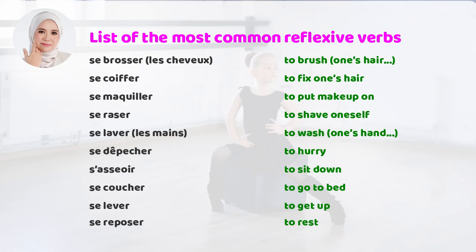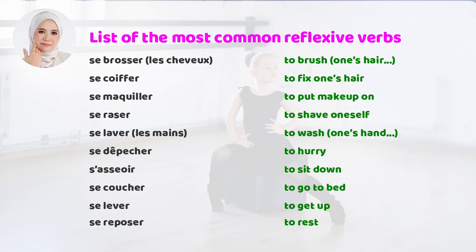In this part, we have a list of both reflexive verbs and reciprocal verbs. Let's look at the reflexive verbs first. So you have se brosser les cheveux, to brush one's hair. Les cheveux is hair. Now you have se coiffer, to fix one's hair. Se maquiller, to put makeup on. Se raser, to shave oneself. Se laver les mains, to wash one's hands. Se dépêcher, to hurry. S'asseoir, to sit down.